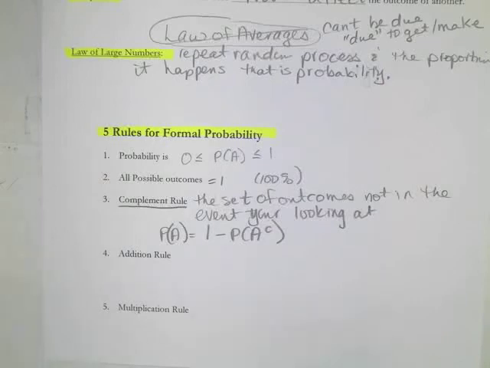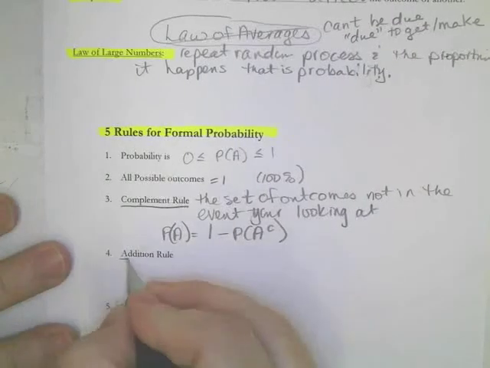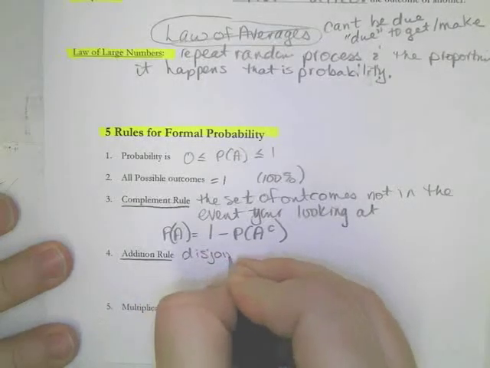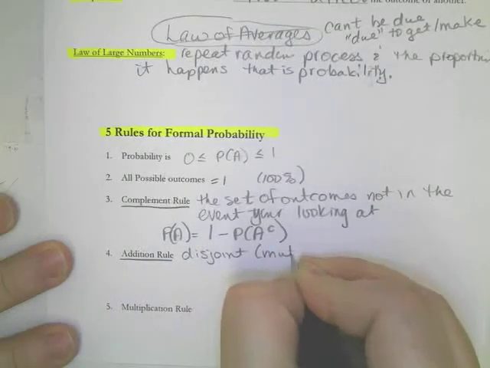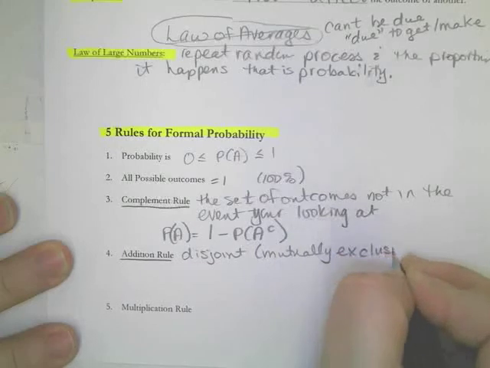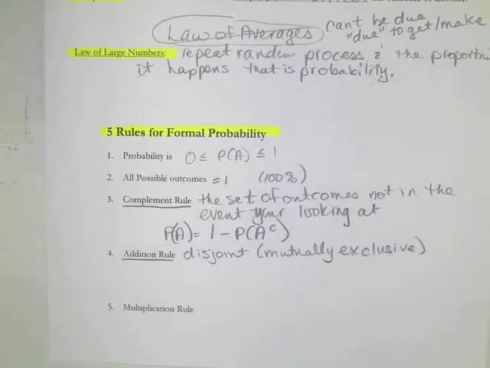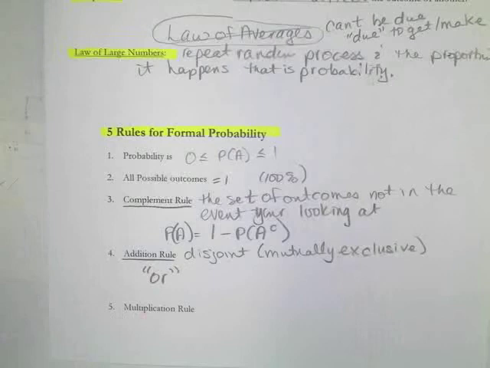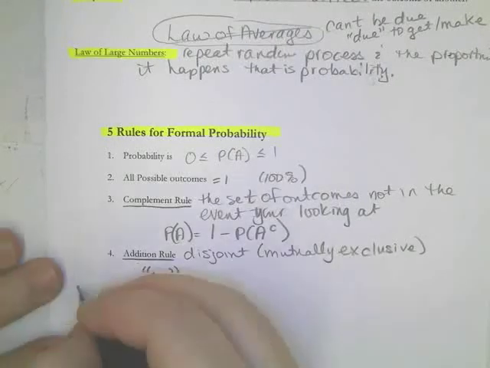Okay. All right, so the addition rule. The addition rule only works if things are disjoint, which also means they're mutually exclusive. These are things that can't overlap, okay? They have to happen at different times. You can't be a part of both groups. The addition rule works for OR problems. And when you have an OR, it's called addition for a reason. You're going to add the probabilities.